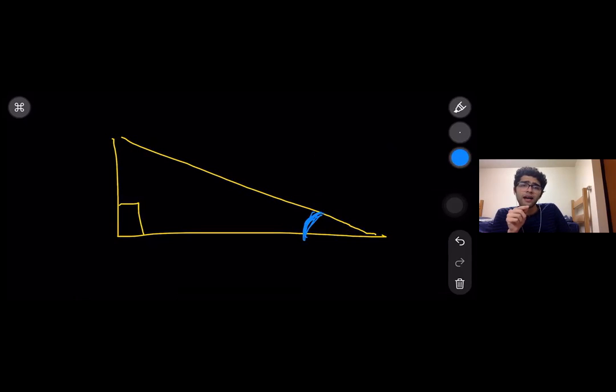And we can now decide to name those sides based on that angle. That way they will stay the same. If somebody knows which angle we're talking about, they will automatically know all the 3 sides that we're talking about. So how can we name them with regard to the angle?